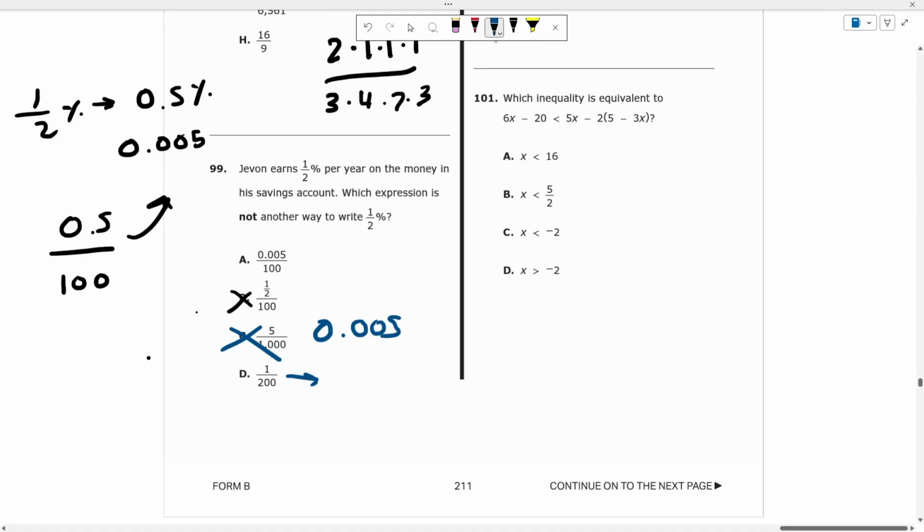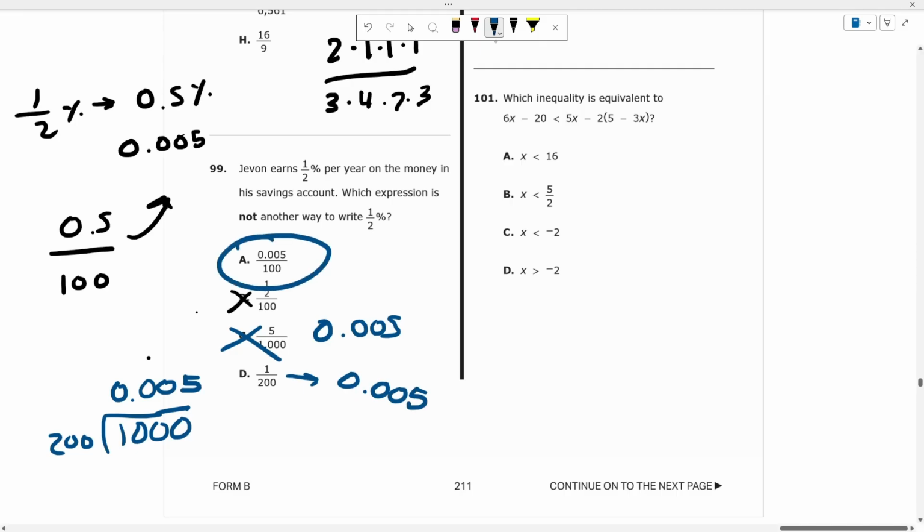1 over 200, if you divide 1 by 200, can 200 go into 1? No. So you put a 0 and a decimal, and then you add a 0 here. Can 200 go into 10? No. So you add a 0 here. Can 200 go into 100? No. So you add another 0 here. Now, can 200 go into 1,000? Yes. How many times? 5 times. So this is also equal to 0.005, which means that choice A is the only answer that's not equivalent to 0.005. This is actually equal to 0.00005, which is far too small.